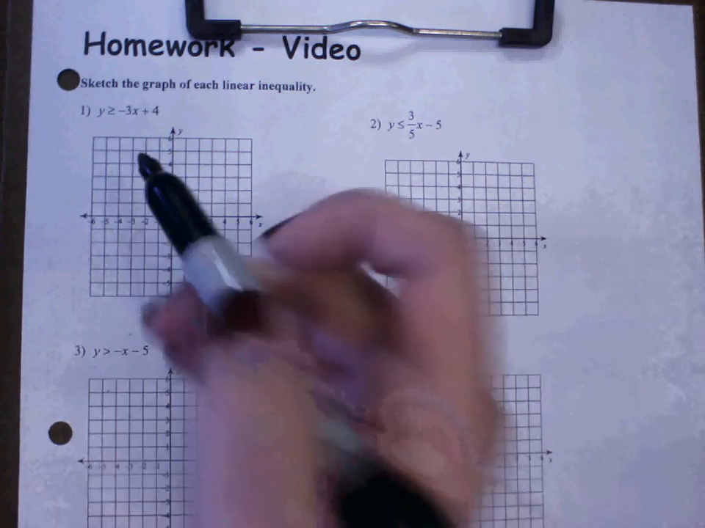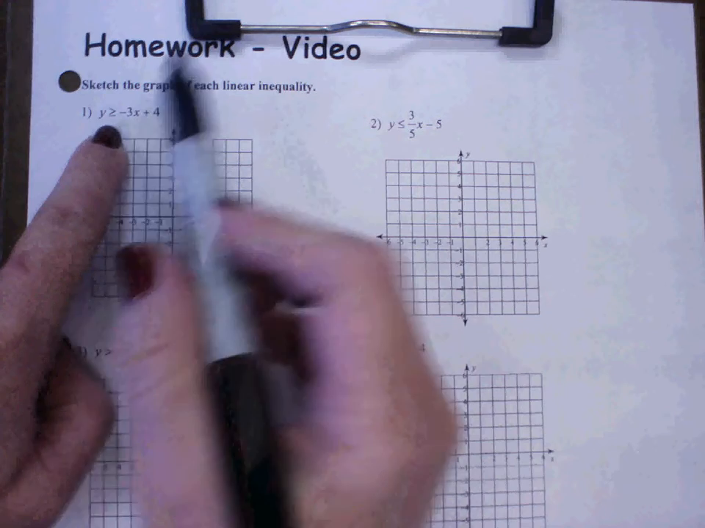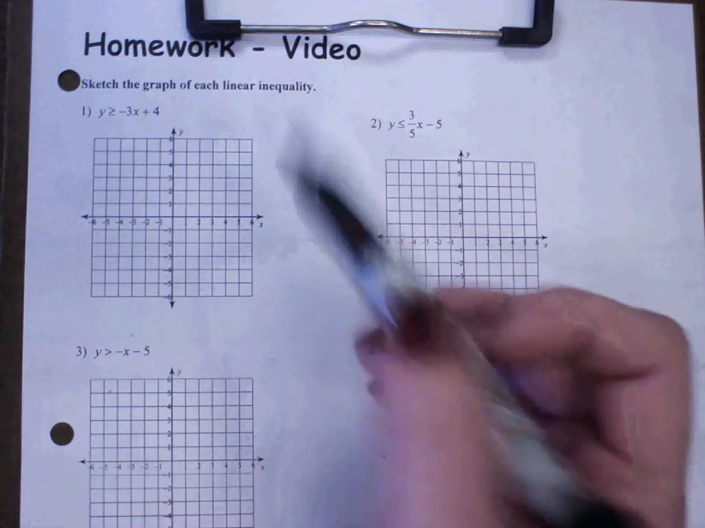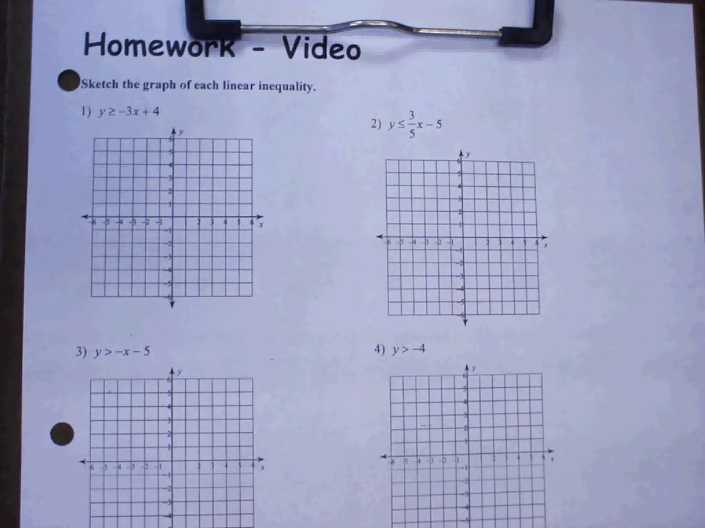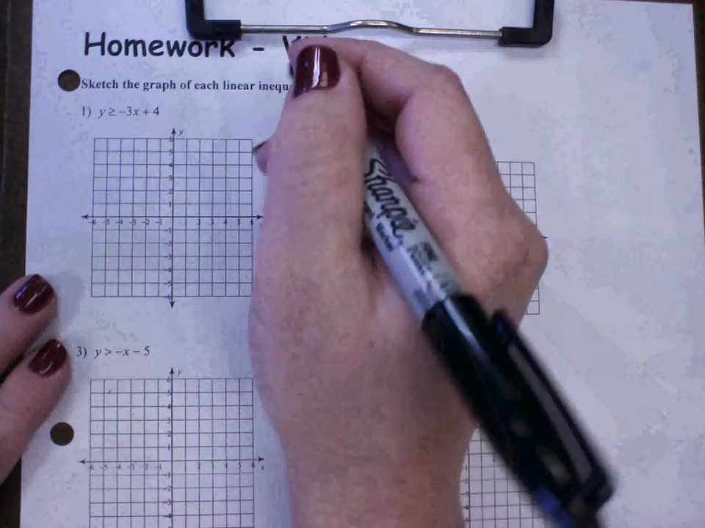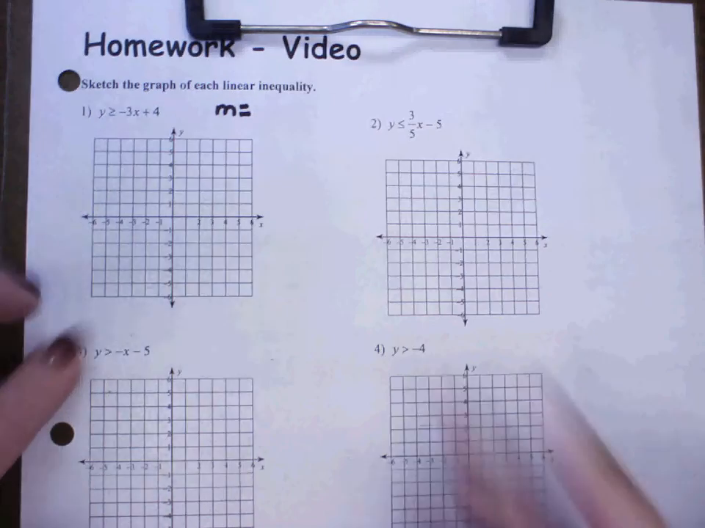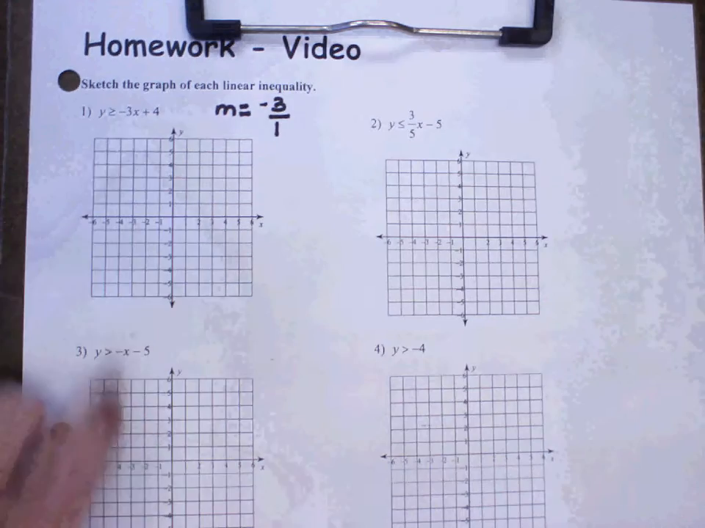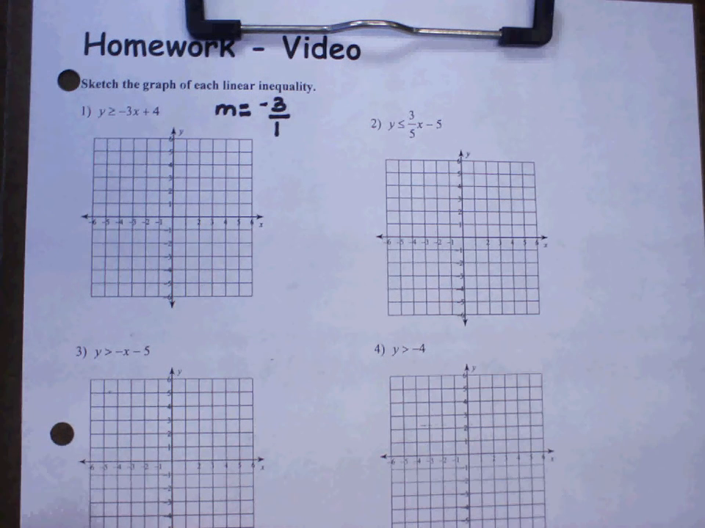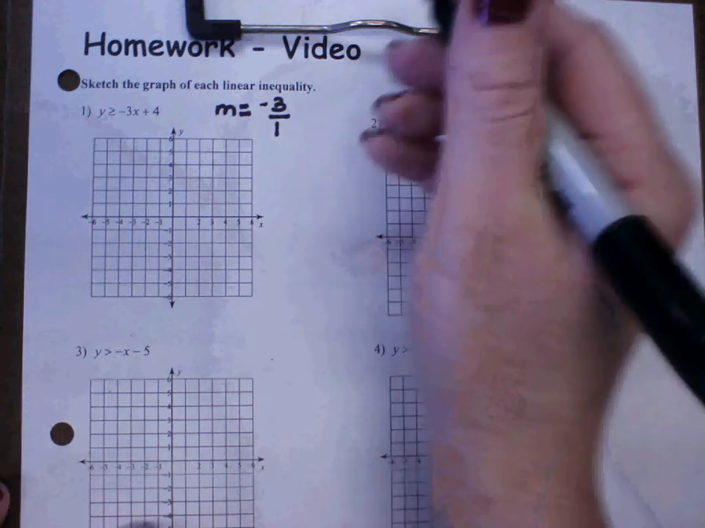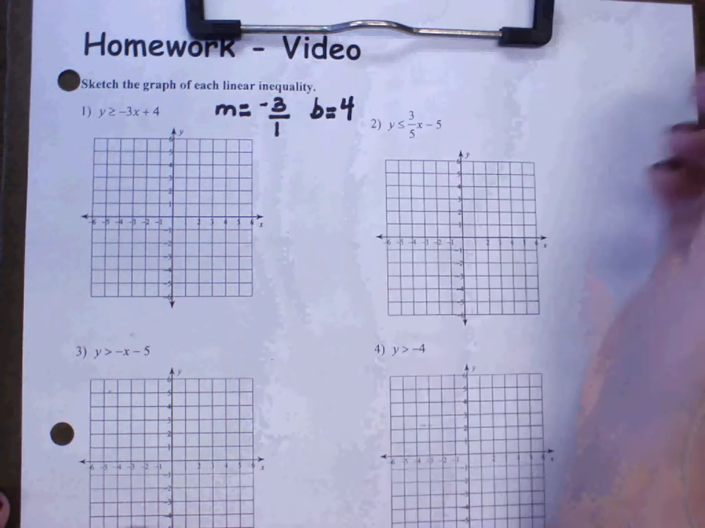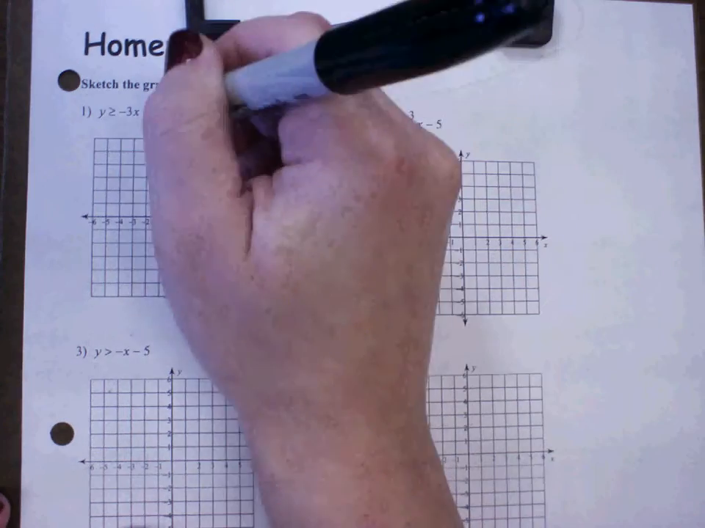Instead of y equals mx plus b, it's going to be y is greater than or equal to, or less than or equal to, or just less than or greater than. So you graph it in the same way that you graph the other ones. You identify your slope. What's your slope for that one? All right, -3 over 1, because when we're graphing, we need a rise and a run so that we can graph some points. And then you identify your y-intercept. What's your y-intercept? 4. So we always start with the y-intercept. So we go to the y and make a little dot on 4.